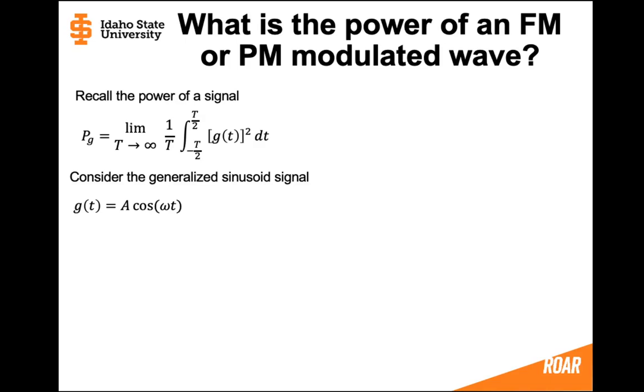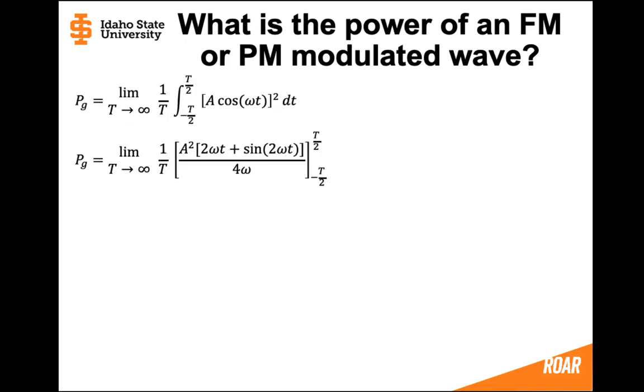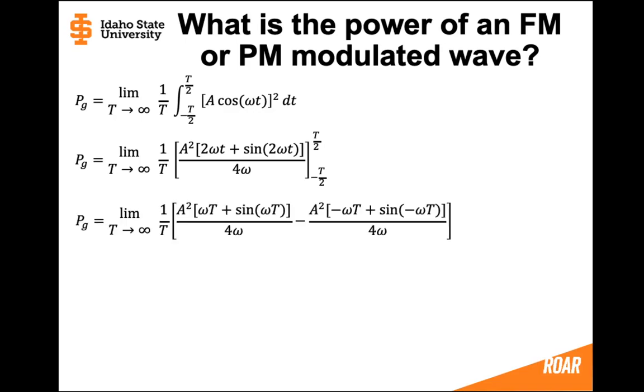Now let's find the power of some general sinusoid signal, A cosine omega t. So starting from the definition, we'll substitute our signal in. When we substitute our signal in, we can then take the integral. If you want to find the integral, you could look this up in a table or using something like Wolfram Alpha. Then we'll evaluate the integral.